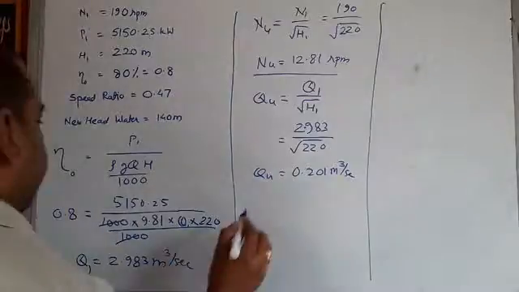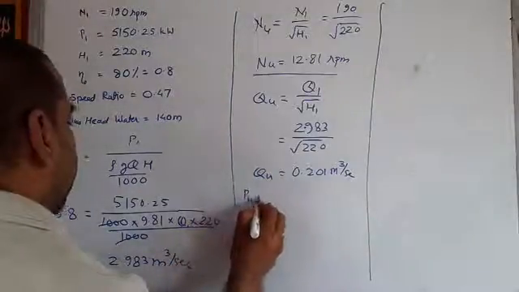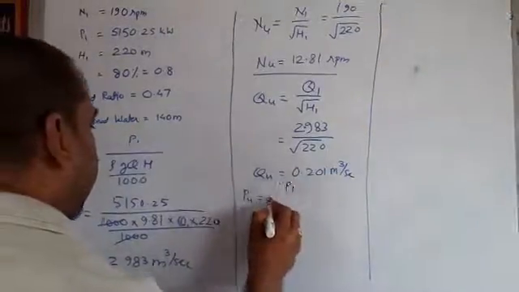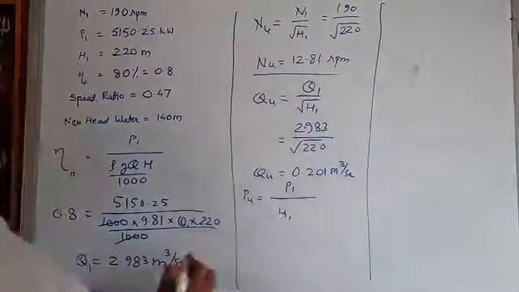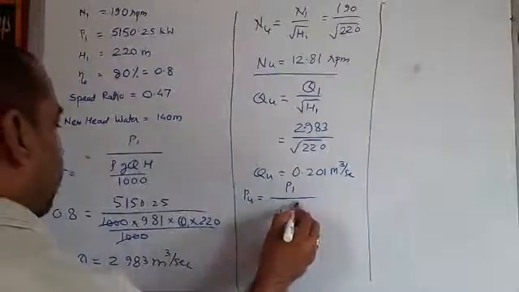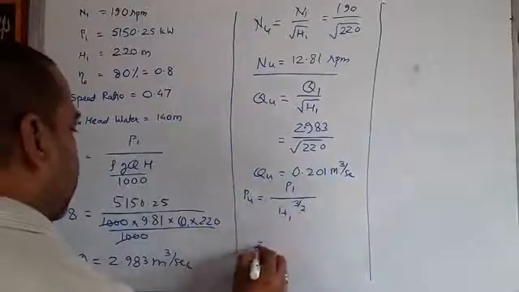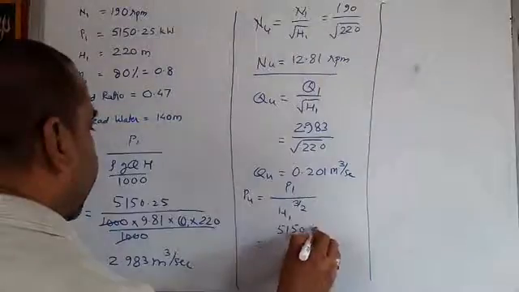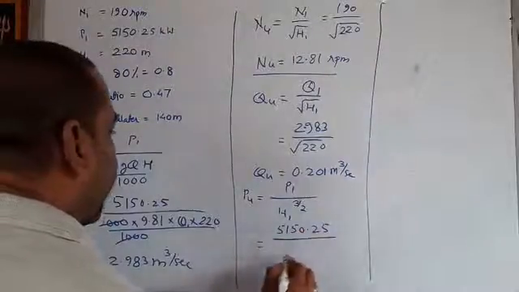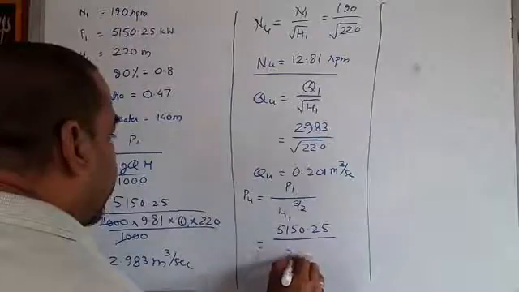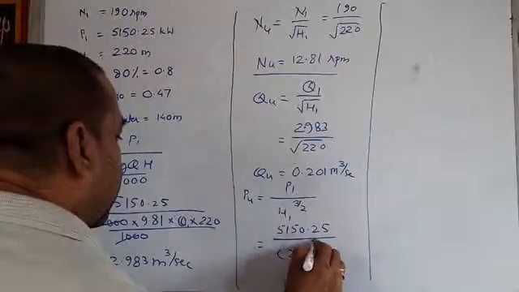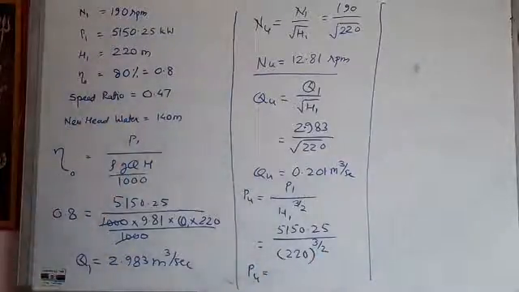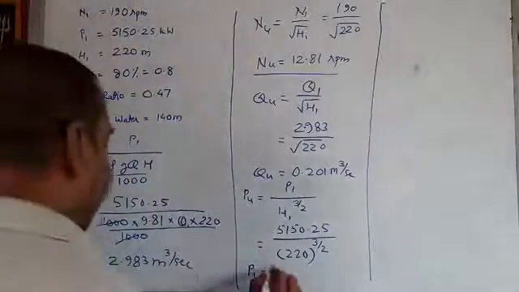Next, unit power PU is equal to P1 by H1 to the power 3 by 2. This is 5150.25 by 220 to the power 3 by 2. So this unit power comes 1.578 kilowatt.